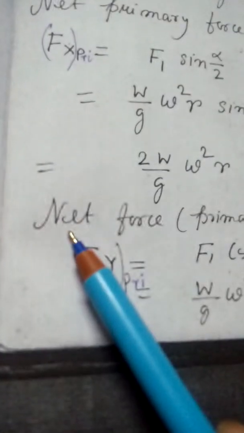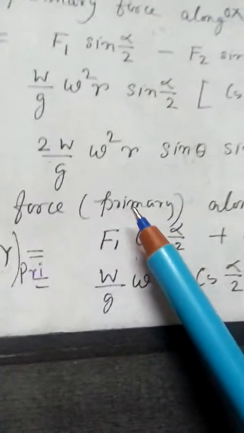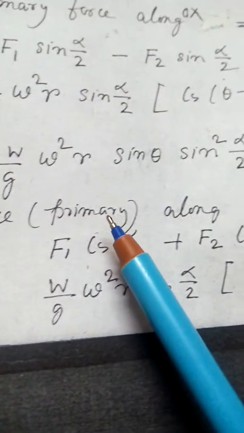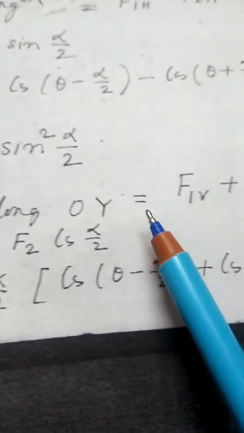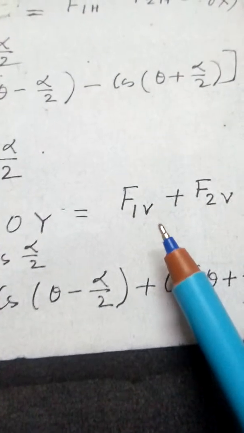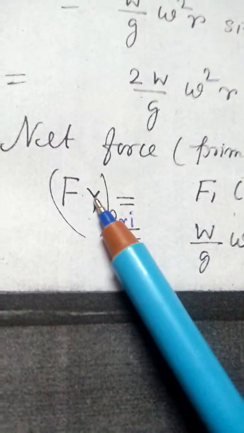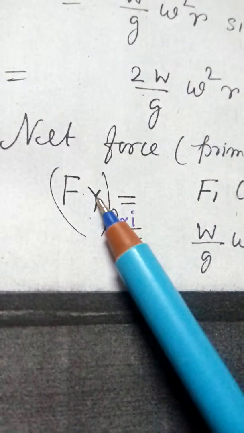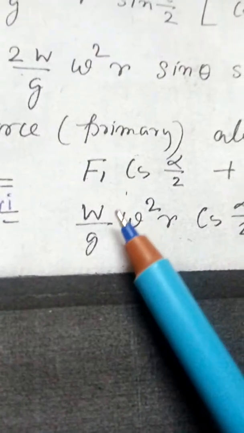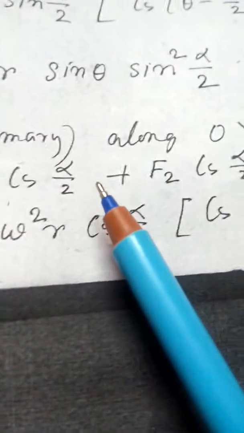Now the net primary force along OY: these vertical forces are additive in the positive y direction, F1V plus F2V. So in the same way, the force in the y direction in the primary forces is F1 cos alpha by 2 plus F2 cos alpha by 2.